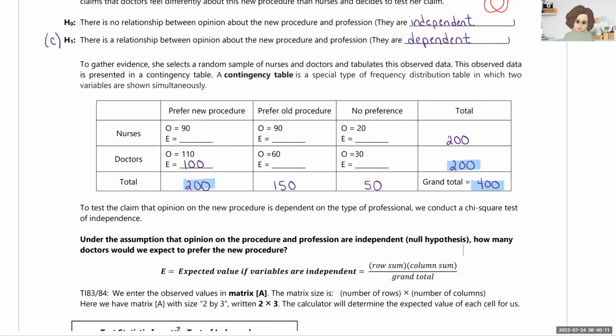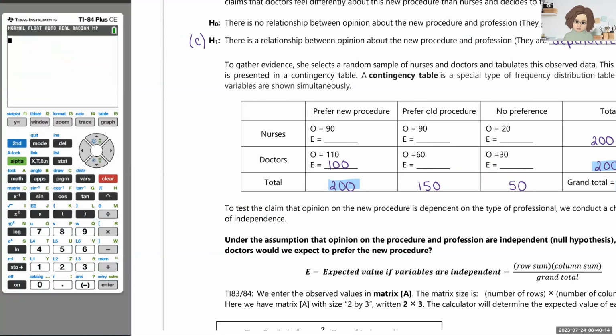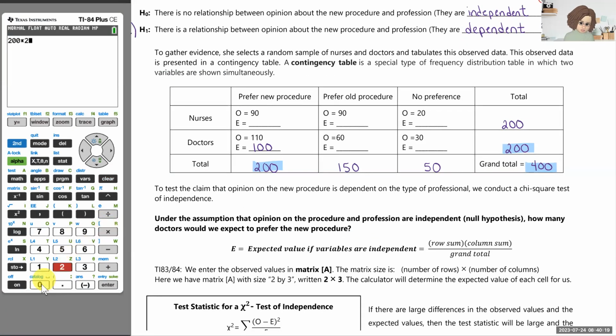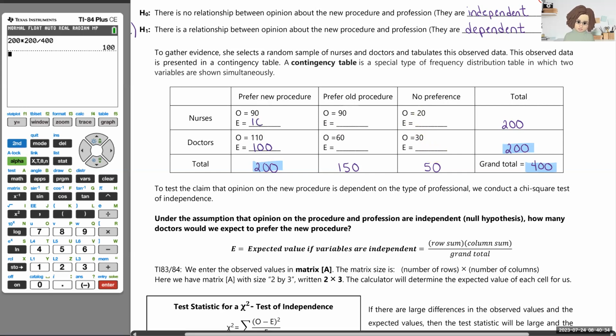And let me go ahead and bring up my calculator here just to step through that. So if I took 200 times 200, divided it by my grand total 400, I would indeed get 100. All right, so we would do that process for each entry in this table. And I'm going to just fill these in. Again, we're not going to have to do this part by hand coming up, but these will be our values if profession is not a factor in opinion on the procedure.